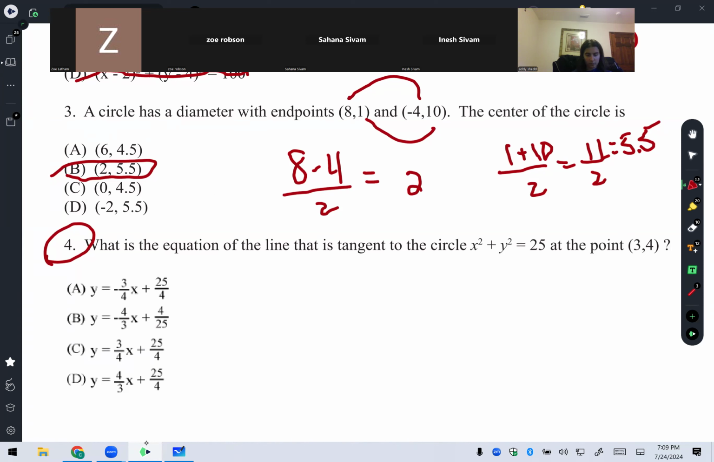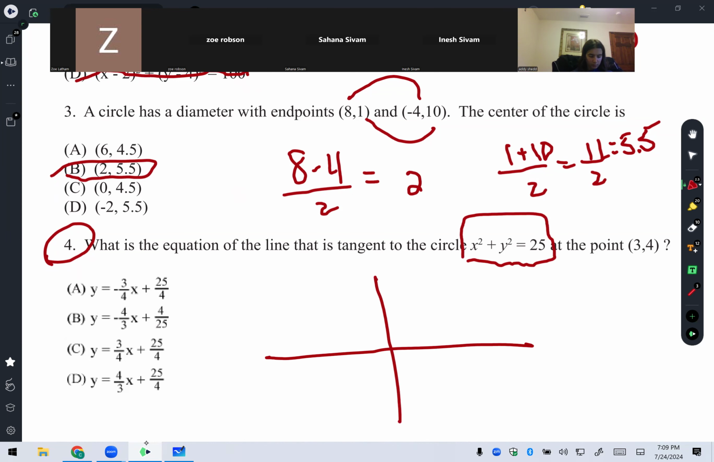All right, so if it's x squared plus y squared is 25, that's right at the origin, the center. And so this would be r squared. So this radius is going to be 5.